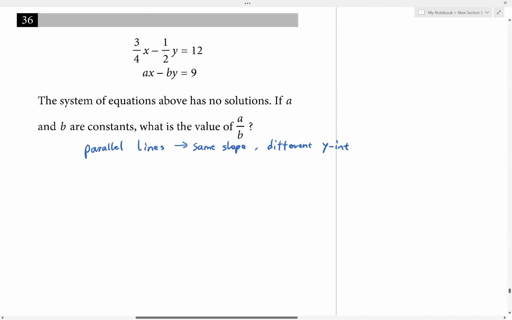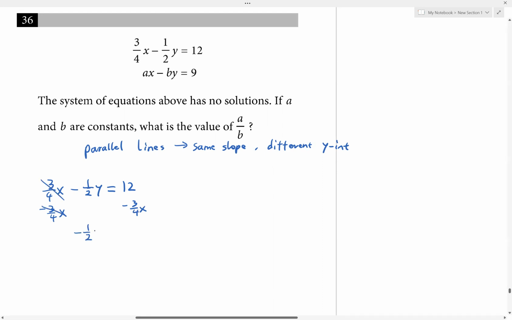So once we have that, let's go ahead and rewrite each equation in the slope-intercept form. It will be easier for us to visualize this, right? So we have 3 over 4x minus 1/2 y equal to 12. So let's solve for y first, y by itself. We can first move over the 3 over 4x, so do minus 3 over 4x on both sides. Okay, that will cancel on the left.